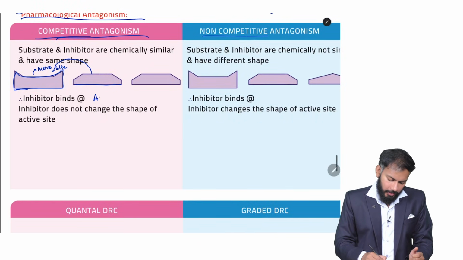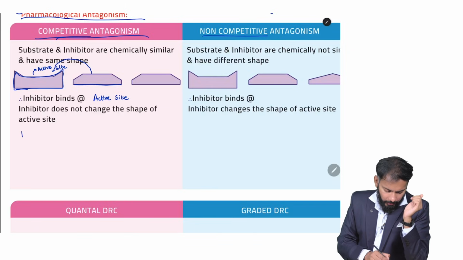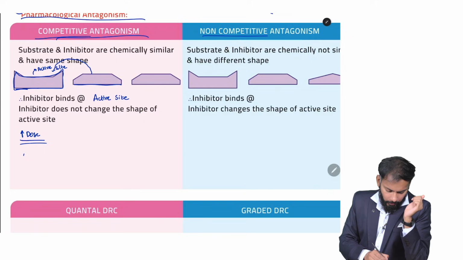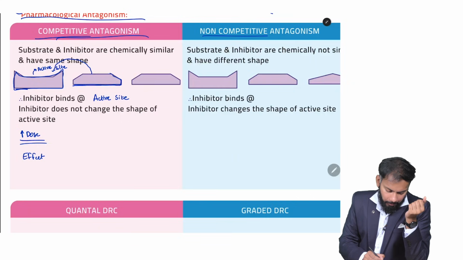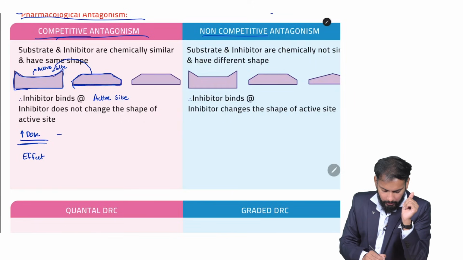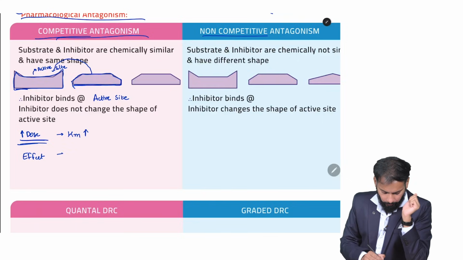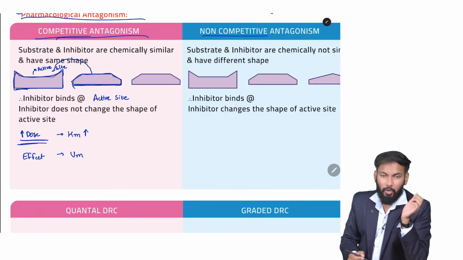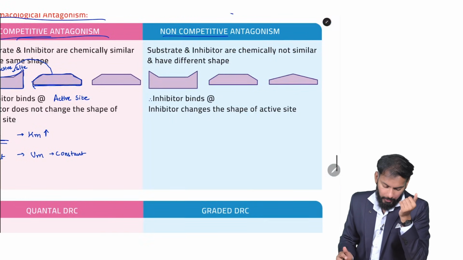Now inhibitor binds at the active site. So there will be what? Inhibition. But if you increase the dose, you can get the normal effect. I mean, if you increase the substrate, it can push the inhibitor away. This is what we have studied. So the dose is given as Km. In the graphs you will see Km is dose and effect is Vm. So if you are getting the normal effect by increasing the dose, Vm is constant. That's all.